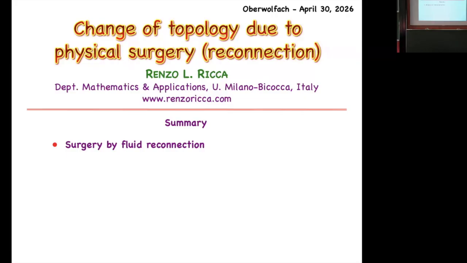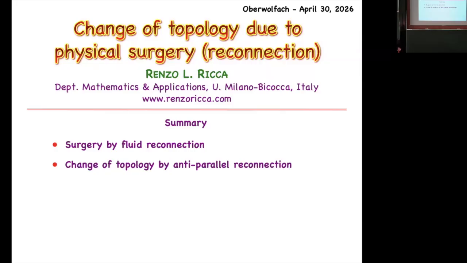Right. So surgery, you should know what it is. And by surgery, in this case for fluids, I will refer to reconnections. Change of topology is the result of reconnections, or surgery, on structures, and I will focus on this type of reconnection. The so-called anti-parallel reconnection is popular, or scientifically justified, 90% of the time.